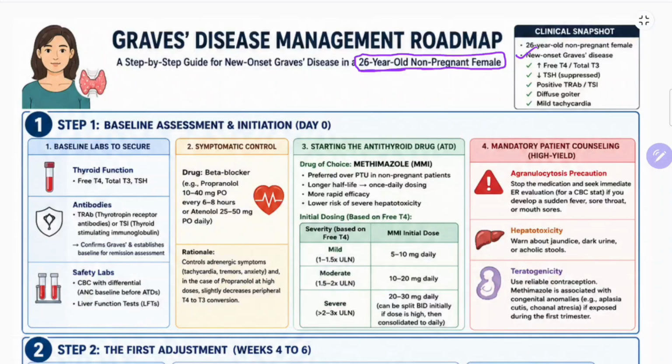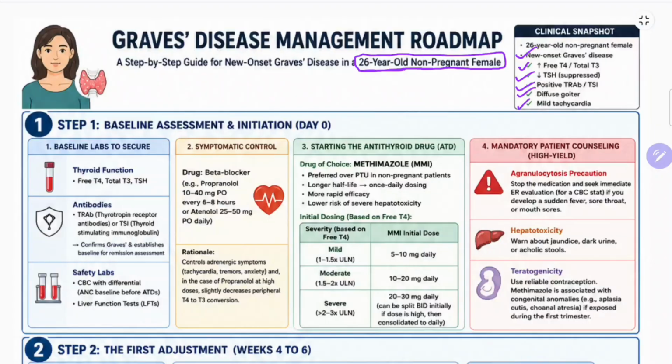So tests were ordered. Her TFT profile shows increased free T4 and total T3 and decreased TSH. So this is overt hyperthyroidism. Now she is also positive for TRAB, thyroid receptor antibody. So that means the cause is Graves' disease. She has a diffuse goiter and mild tachycardia.